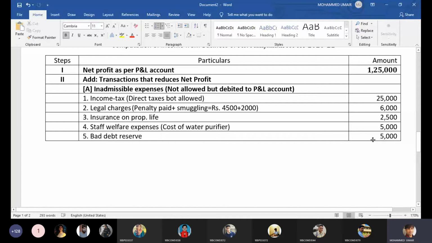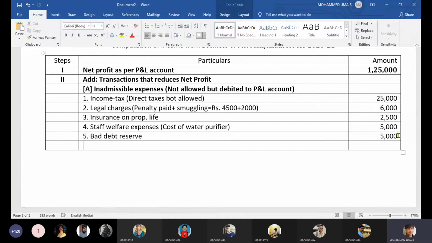So let's write the next heading. And the next heading is admissible incomes. Now what it means, admissible incomes are business incomes which are allowed by income tax department, but the assessee has forgotten to record in the credit side of the P&L account. Allowed but not credited to P&L account. So if it's not credited to P&L account, it should be in the adjustments.